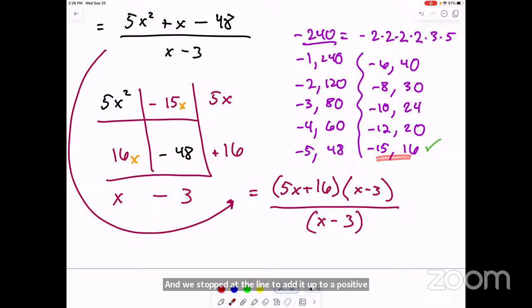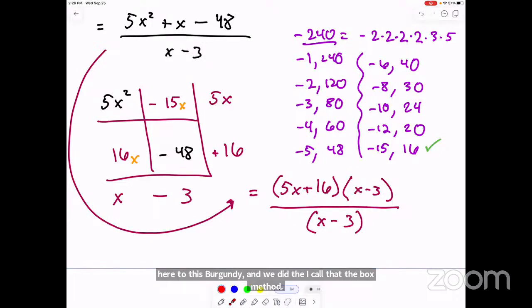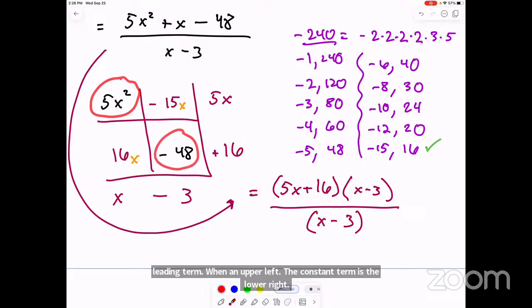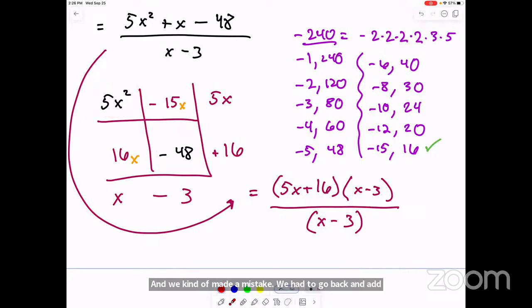So we found those two numbers. Then once we had our two numbers, we went over here to this burgundy and did what I call the box method for factoring a trinomial. You have tons of videos on YouTube with that. The leading term is in the upper left, the constant term is the lower right. We made a mistake, we had to go back and add our x's, but we rewrote that 1 using those two numbers that we found.